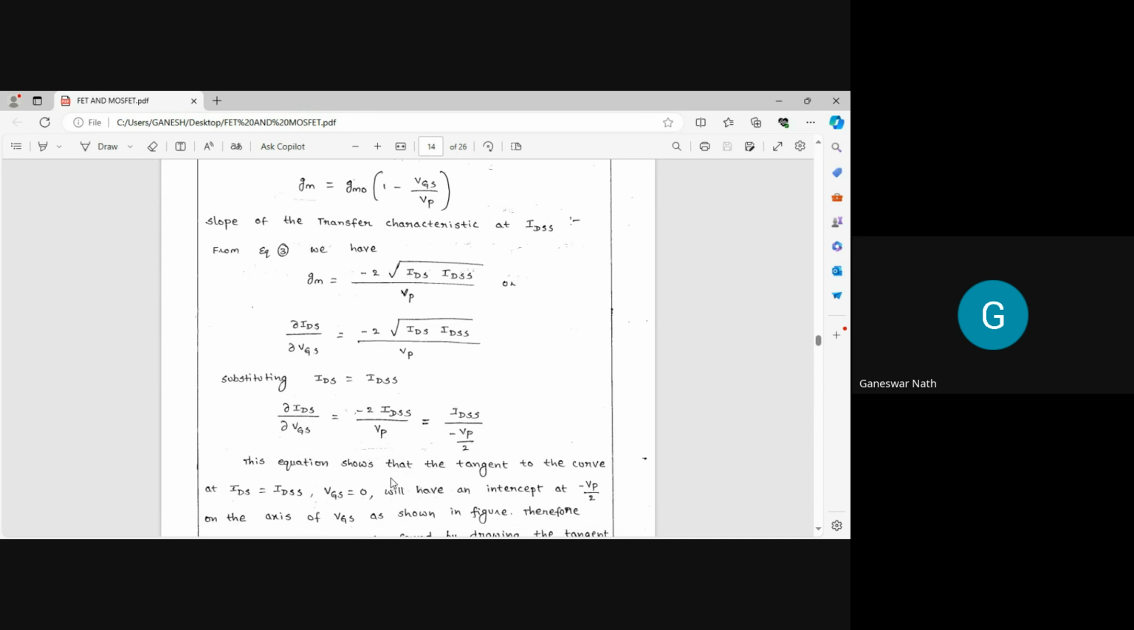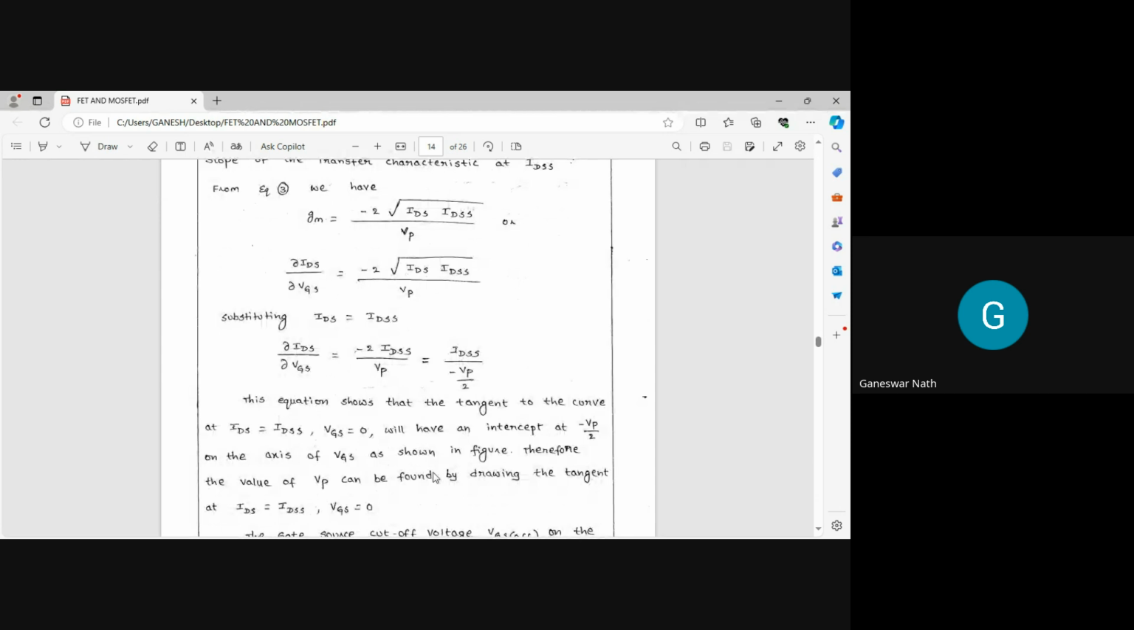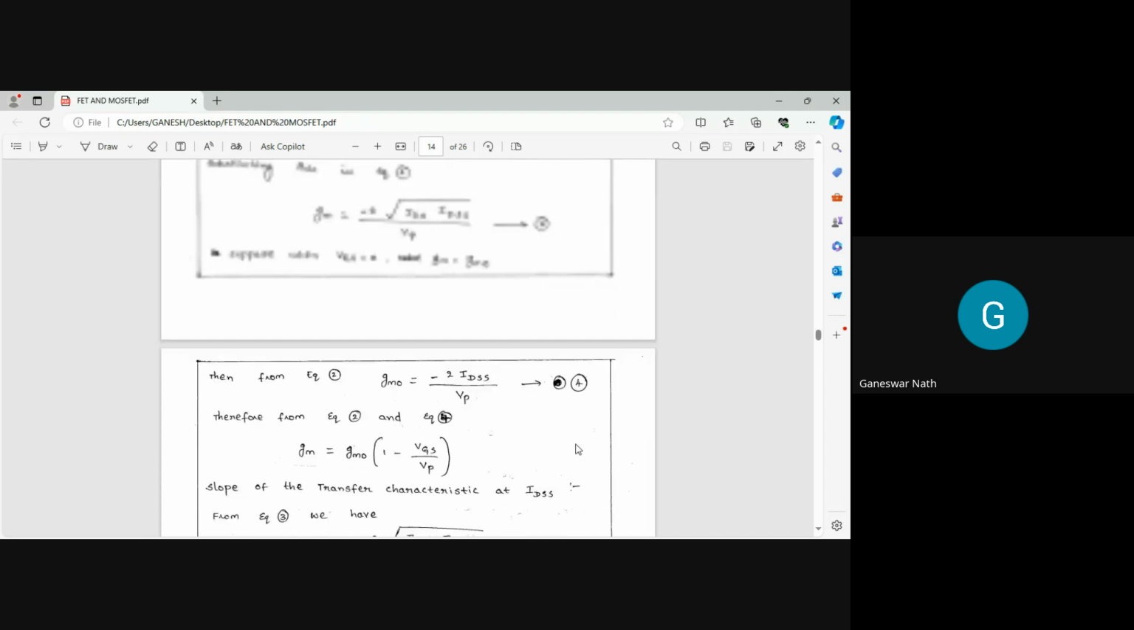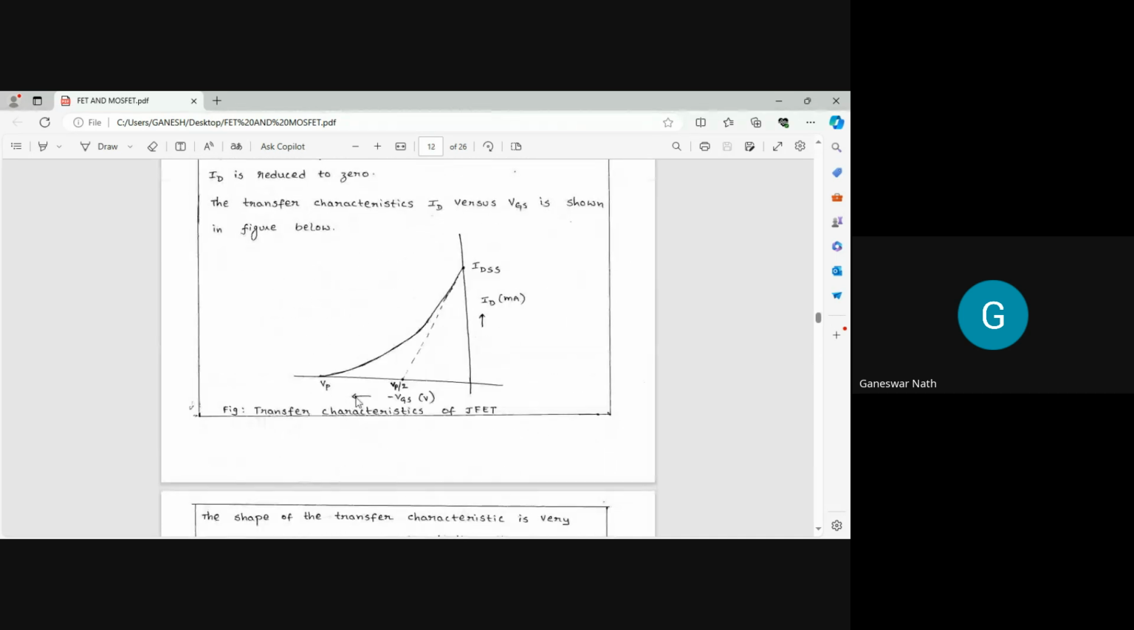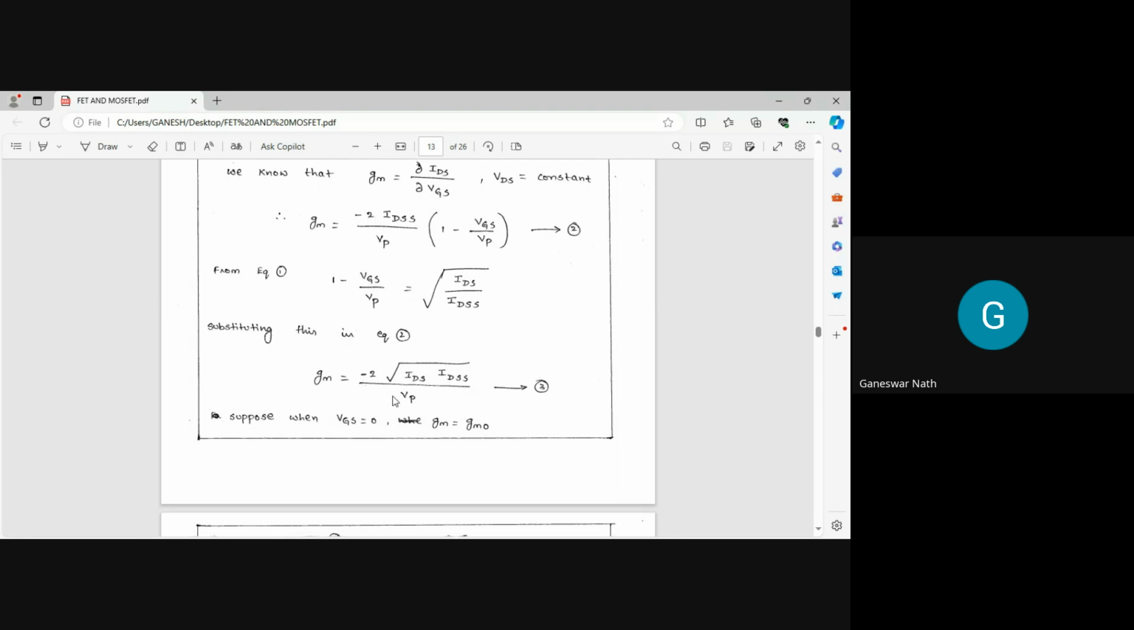So this equation shows that the tangent to the curve at ID is equal to IDSS, and VGS is equal to 0, will have an intercept at minus VP by 2. So in the graph that you can find here, this is minus VP by 2. When the tangent is drawn to the ID versus VGS curve, it has an intercept on the VGS line at minus VP by 2 here.